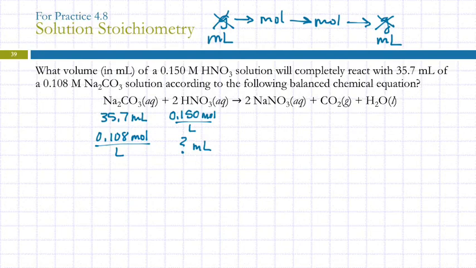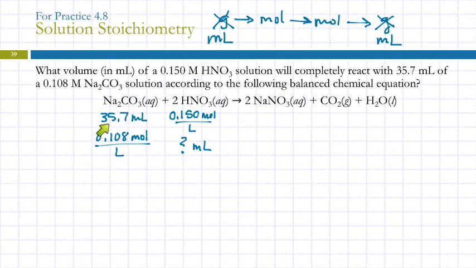Is this a limiting reactant problem? No, it isn't. We're given information about one reactant, we're given a concentration of the other reactant, and then we're asked for a volume. We want to know, we've got this much sodium carbonate, how much nitric acid will completely react with that? So it's not a limiting reactant problem.